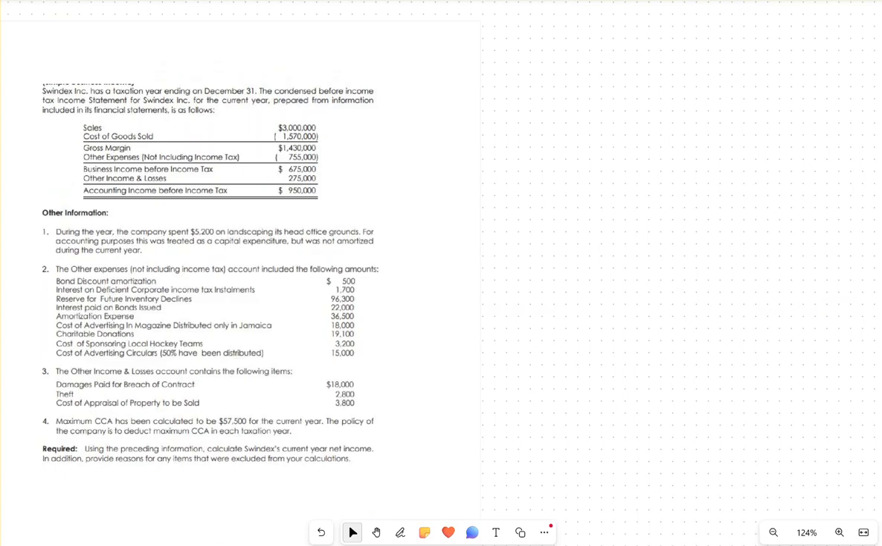Today's recording is to take up the homework for chapter 6, and in this chapter we're going to review chapter 5 too, which is related to the CCA. Now in this question I got two big problems, and this will cover the whole chapter 6. So what the question is asking: calculate the current year's net income.